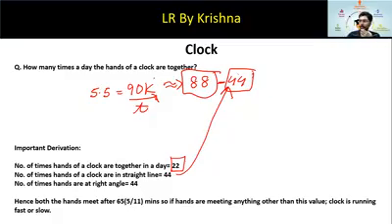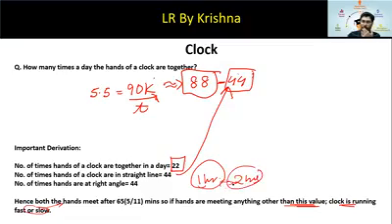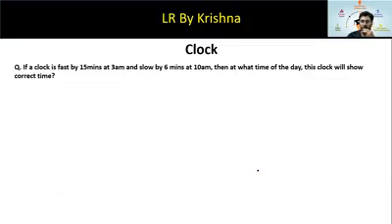Fine. So both the hands meet after 65 5 by 11 minutes that we have just deduced. 1 hour 5 minutes and 27 seconds. If they are meeting anything other than this value, clock is either running fast or clock is running slow. Suppose they are meeting after every hour, or they are meeting after every 2 hours. Then the clock is faulty, and either it is running slow or fast. We'll solve a question on this as well. Like this is one question. Just try this question out, and then I'll let you know.